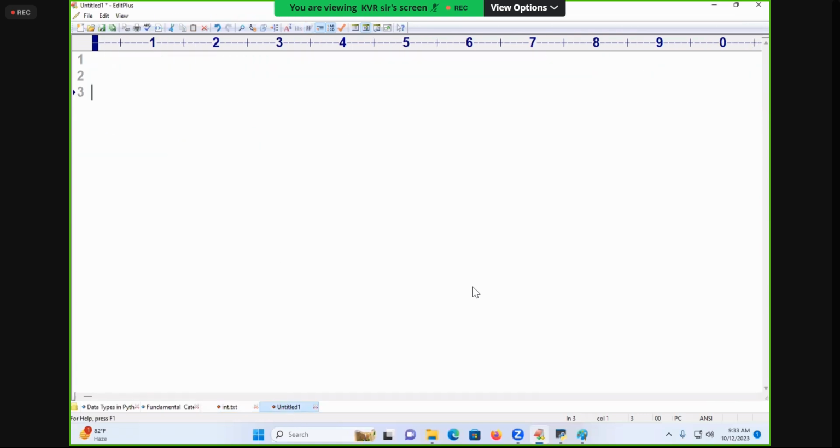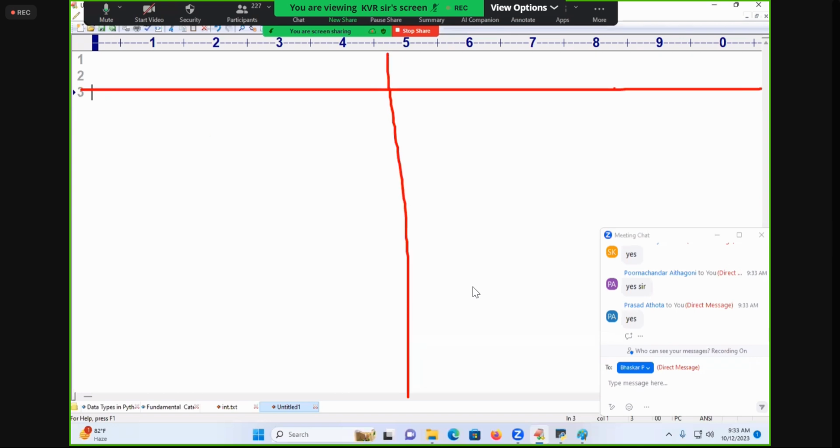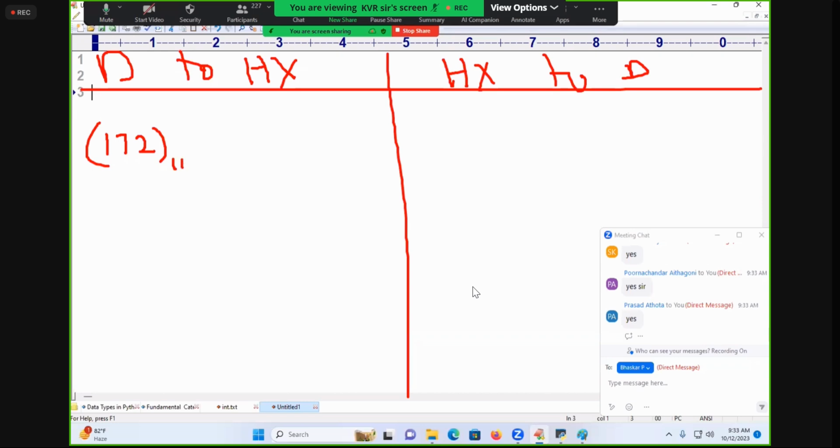Now see this. On one side I am taking decimal to hexa, and next, hexa to decimal. I will take a decimal first, 172. Anything you can take. 172 base 10. I want to convert it into base 16. Very simple. When I was converting to binary, I took it as 2. When I was converting to octal, I took 8.